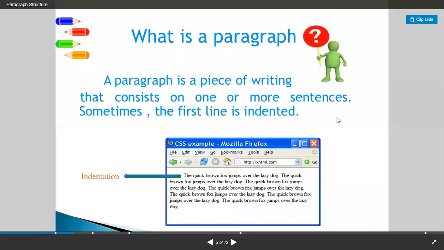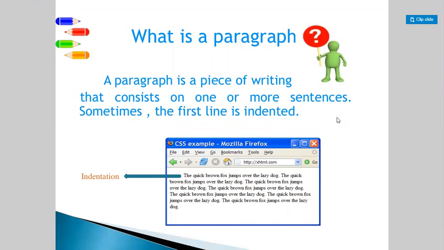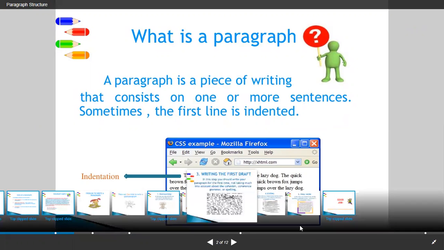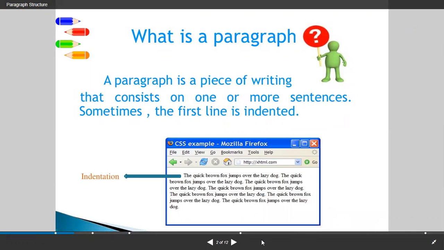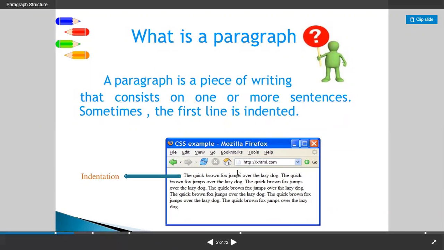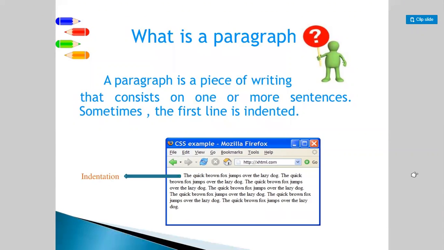So now we will talk about making a successful paragraph. Welcome to the second part of our lesson. Here we will study paragraph writing. Before we do that, let's try to answer the question: what is actually a paragraph? A paragraph is a piece of writing that consists of one or more sentences. Sometimes the first line is indented. Here you can see an example of indentation. The quick brown fox jumps over the lazy dog.